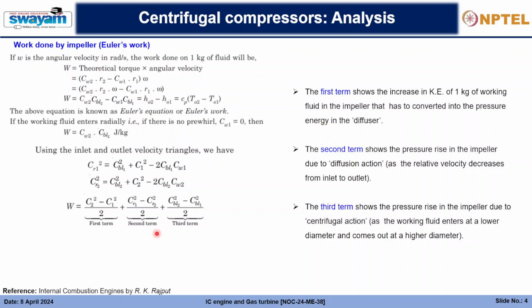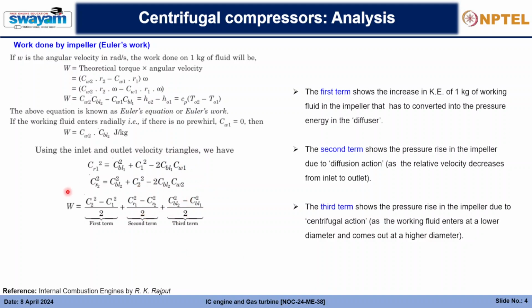So as the velocity decreases, it imparts to the overall pressure rise, and that is how the second term is coming. And the third term shows the pressure rise in the impeller due to centrifugal action. So the blade velocity is right. As the centrifugal action, the pressure will rise as the working fluid enters at a lower diameter and comes out at a higher diameter.